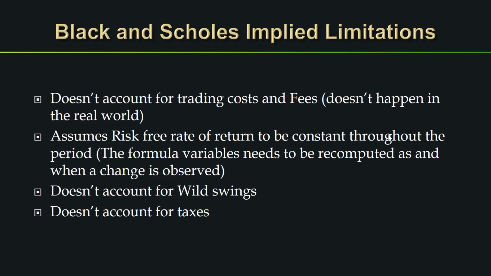And then it doesn't account for wild swings. Wild swings are basically when there's a black swan event and the stock price moves so widely, as soon as you see the markets crashing by 1,000 points or 500 points, you just get out of the position. Also the taxes which you pay, which again come later on. These are the kinds of things which you have to take care of as well, and these are basically the implied limitations.